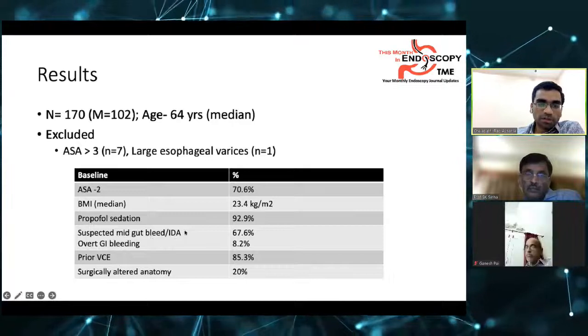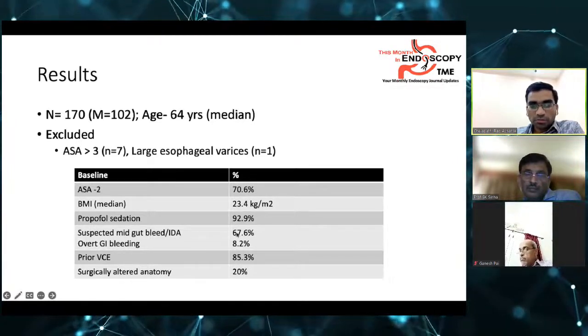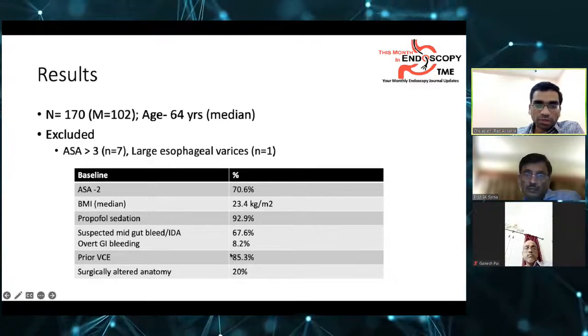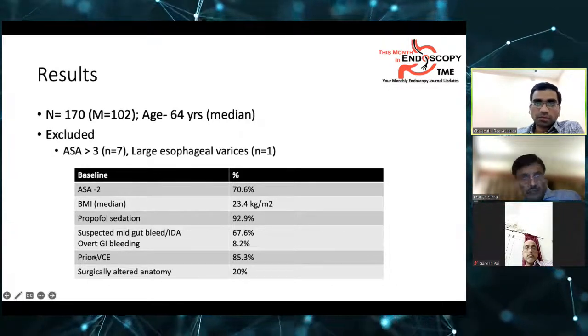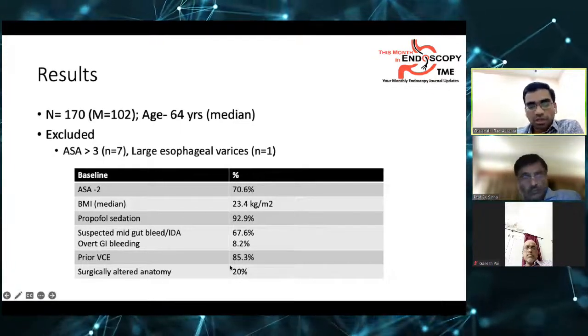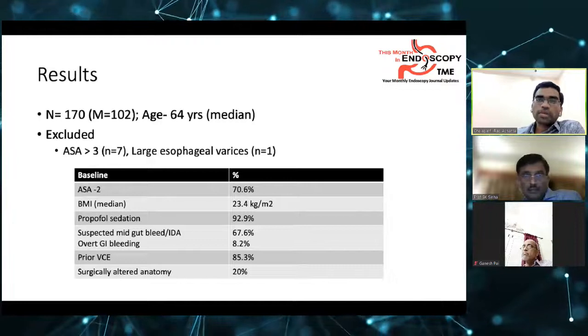Suspected mid-gut bleed or iron deficiency anemia was the predominant indication in 2/3 of patients. Around 8% had overt GI bleed. 85% of patients had a prior video capsule endoscopic study. And more importantly, 20% of patients had a surgically altered anatomy.